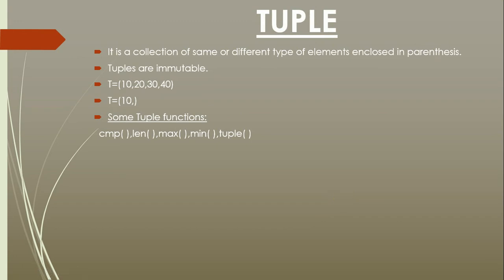Then we have tuples. A tuple is a collection of the same or different types of elements enclosed in parentheses, that is, the brackets. Tuples are immutable, that is, changes cannot be made in tuples. There is a variable t equal to (10, 20, 30, 40). It means this is a tuple. If we want to store a single value in a tuple, then we have to put a comma after the first element. Otherwise, it will not be considered a tuple. Some of the tuple functions are cmp (compare), len, max, min, and tuple. This function is used to create a tuple.